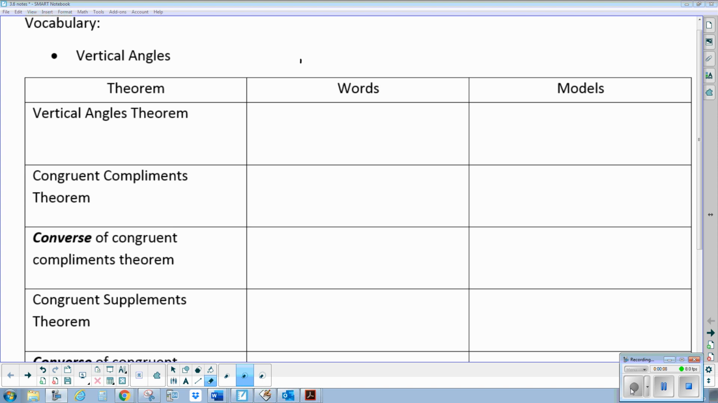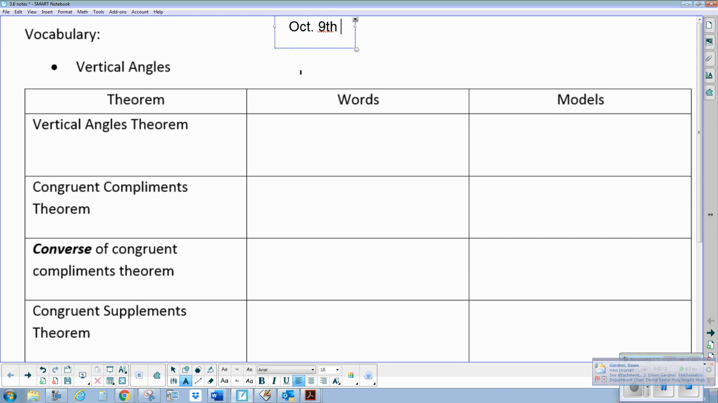So our vocab term, which you have seen before, is vertical angles. For today is October 9th, 2019. Okay, so this is the video that goes along with the October 9th notes. Okay, so we're talking about congruent angles. You've heard about vertical angles. We've discussed vertical angles before.